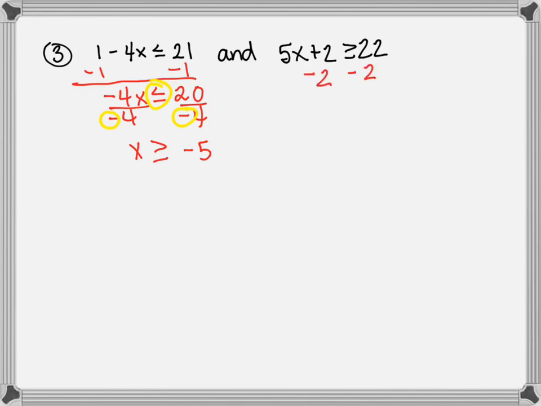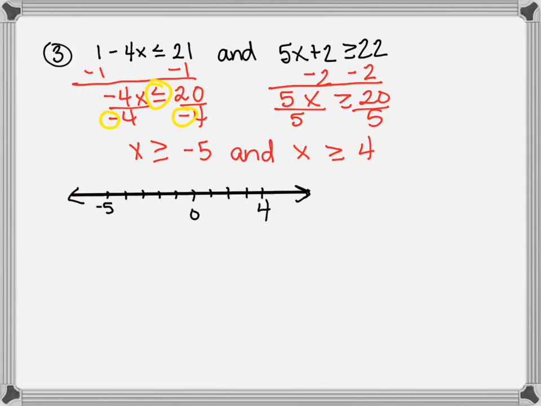In the second one, we'll subtract 2 from both sides. We get 5x is greater than or equal to 20. Divide both sides by 5. X is greater than or equal to 4. And we need the and in between.